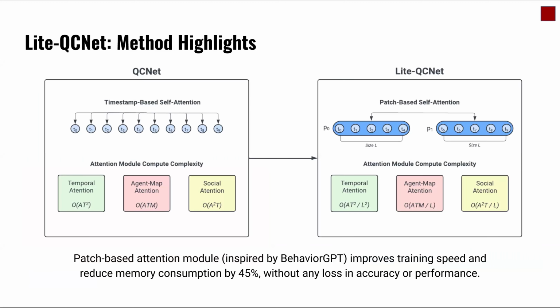So to briefly talk about Light QCNet, we first need to refresh ourselves with QCNet, which was the winner of last year's challenge. And Light QCNet simply modifies QCNet using patch-based attention modules, which are inspired by Behavior GPT. And if I'm not mistaken, Behavior GPT is one of the top competitors on the Waymo Sim Agents challenge. So by simply swapping out this patch-based attention, this method was able to show improved training speeds and reduced memory consumption by 45%. And they're able to do all of this without having to sacrifice any accuracy or performance.